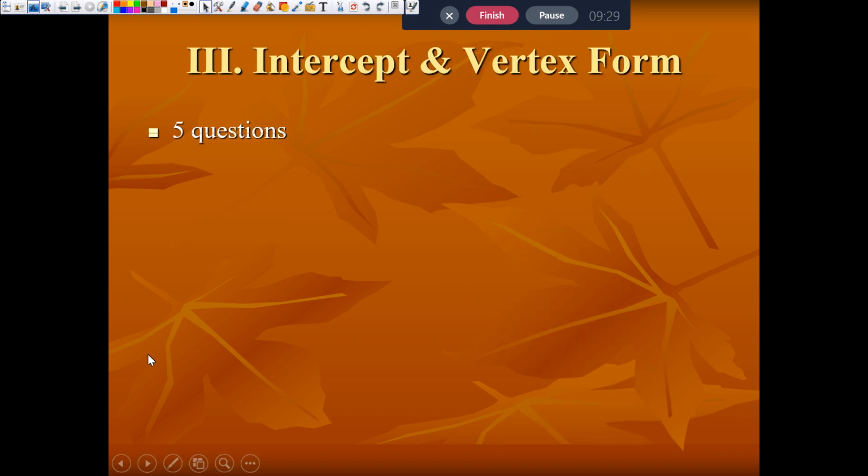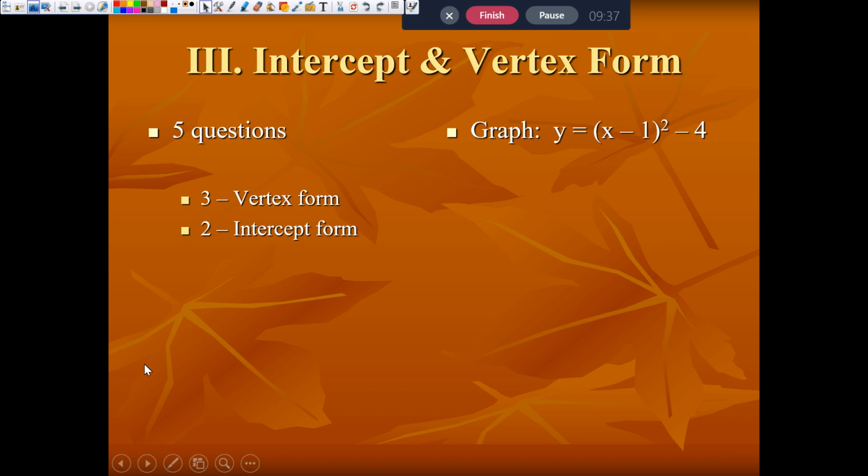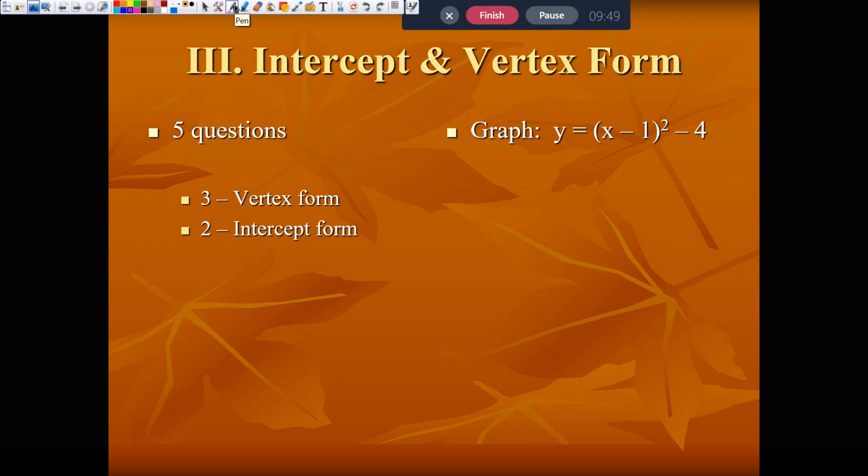All right. From intercept form and vertex form, we're going to have 5 questions: 3 on vertex form and 2 on intercept form. So this one's asking us to graph the equation. First, it's in vertex form. So what is my vertex? It's my h and k.